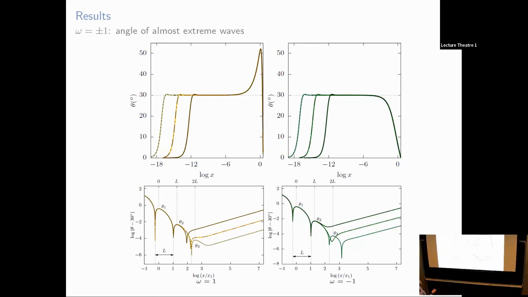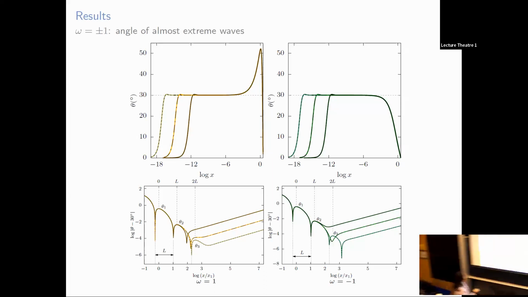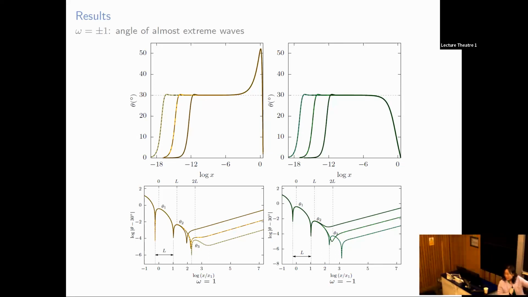So on the top, it's the same as before. This is angle versus the log of x. On the left panel, this is the vorticity +1, and on the right is the vorticity -1. And as you see, near the crest, the behavior is the same, right? There is this boundary layer. And then what you see on the bottom is the oscillations of these angles. So the near crest behavior is the same for whatever the vorticity is, right?